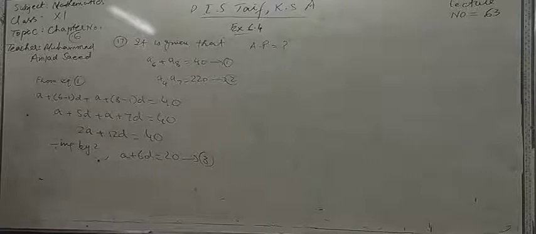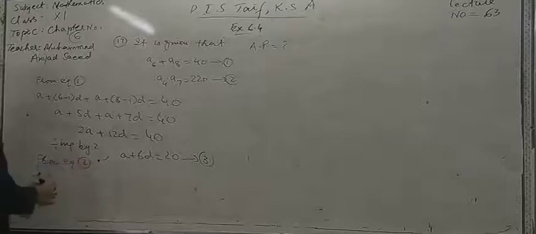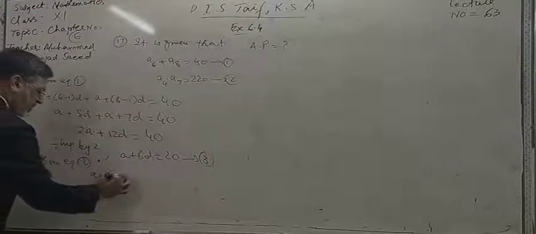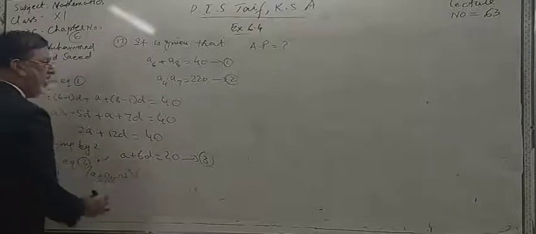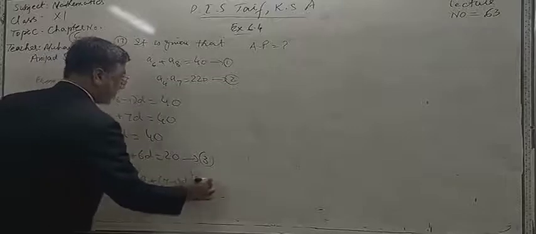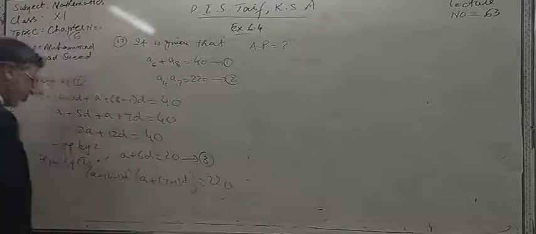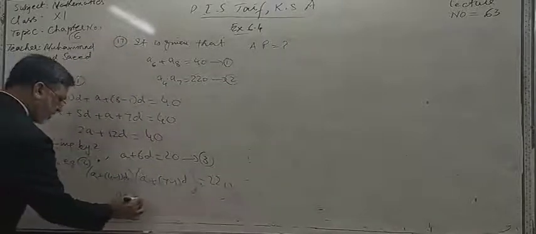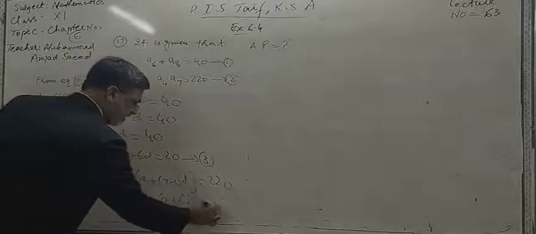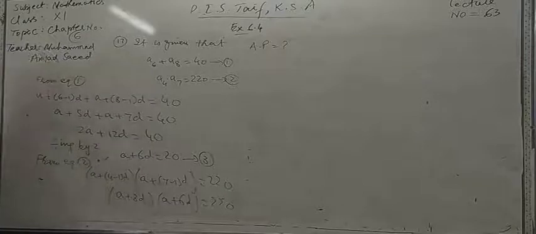And from equation 2, a4 can be written as a plus 4 minus 1 into d. And a7 is a plus 7 minus 1 into d, that is equal to 220. So a plus 3d into a plus 6d is equal to 220.